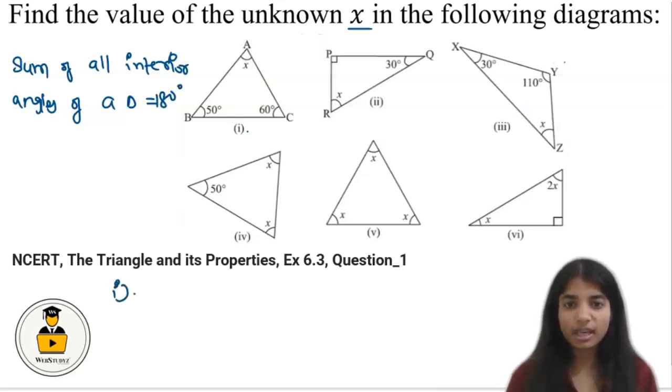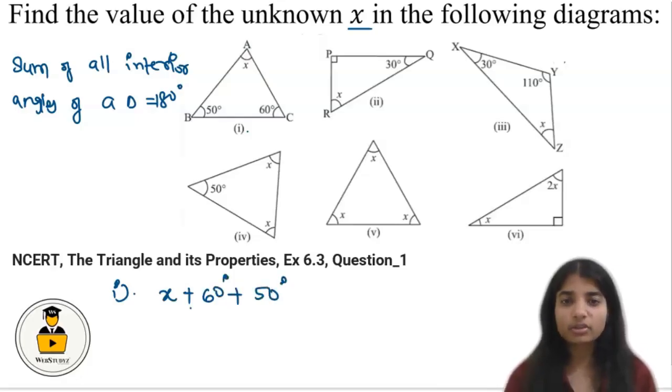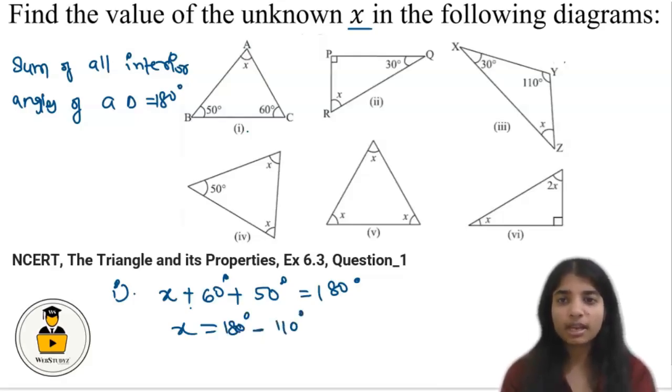In part 1 we are given angle A, which is x, angle C, which is 60 degrees, and angle B, which is equal to 50 degrees. As we just discussed, we are going to use the property that the sum of all the interior angles of a triangle is 180 degrees. So x plus 60 degrees plus 50 degrees is equal to 180 degrees. So x becomes equal to 180 minus 110, since 60 plus 50 is 110. Solving this, we get the value of x equal to 70 degrees. So this is 70 degrees.